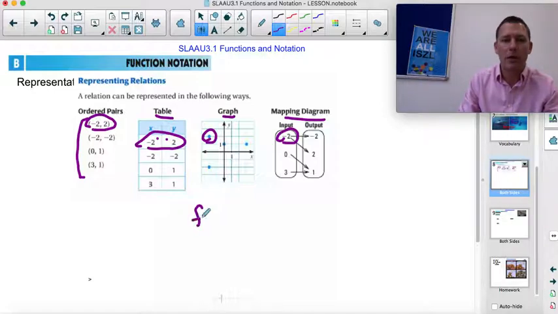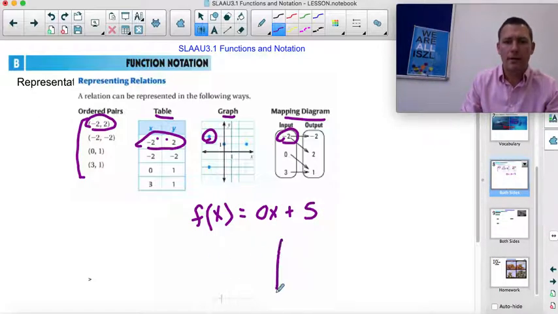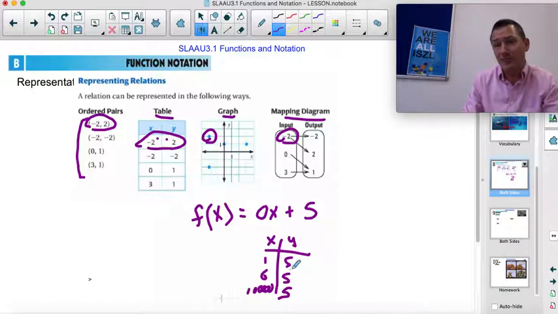For example, f of x equals 0x plus 5. Here's the x's, here's the y's, or f of x's. If you put in 1, you go 1 times 0 plus 5, 5. If you put in 6, you go 6 times 0 plus 5. If you put in a billion, a billion times 0 plus 5 is 5. These all have the same output, and that's okay, that's fine.